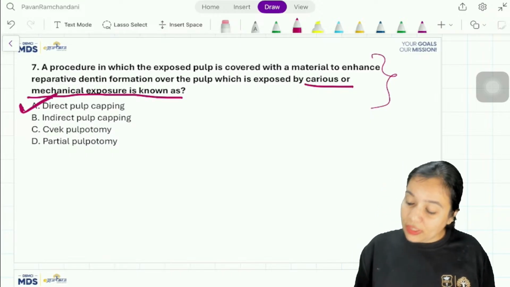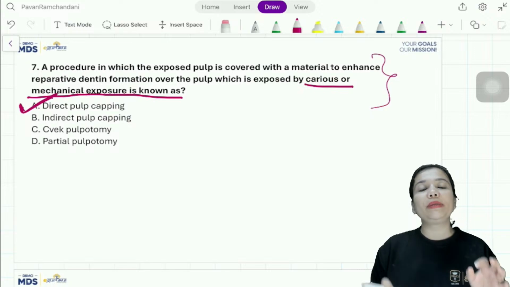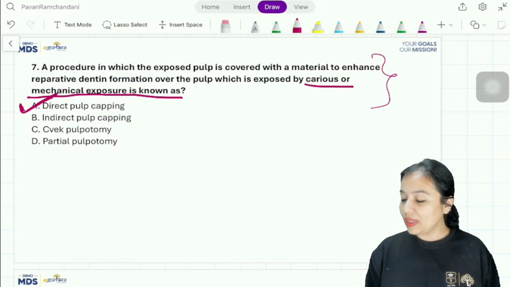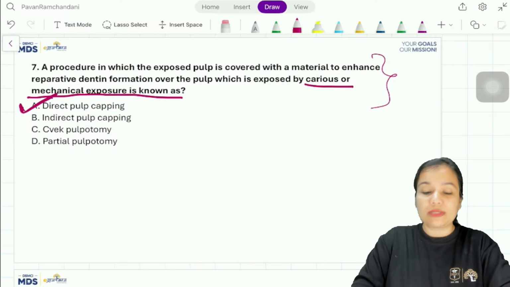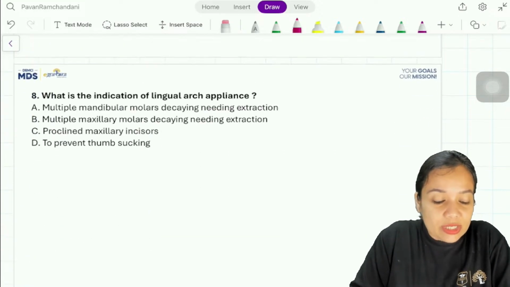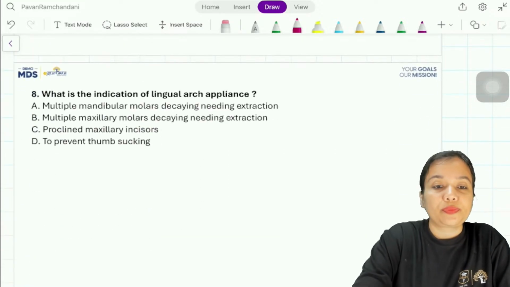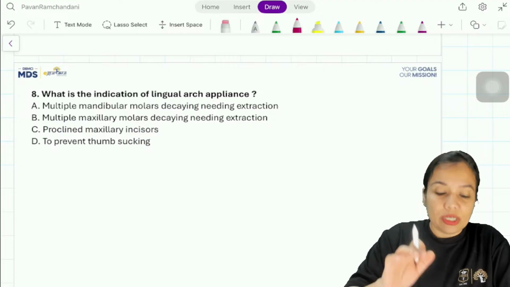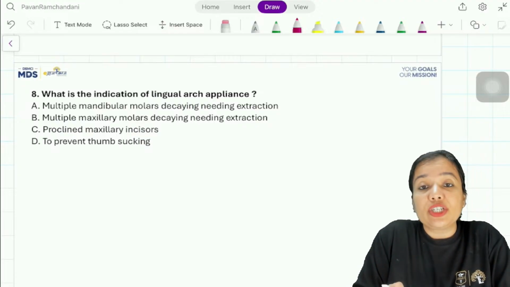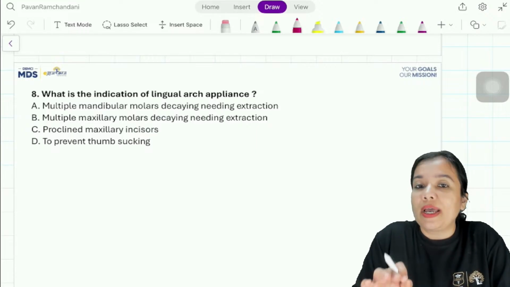First dental visit of the child should be at 6 months. Okay. It should be at the age of 6 months. Right. The next question, question 8, is: what is the indication of the lingual arch appliance?